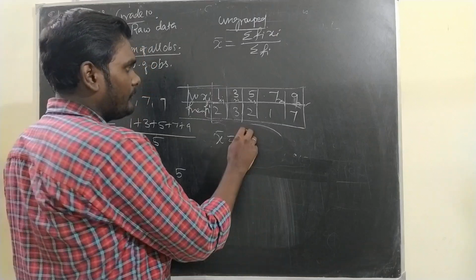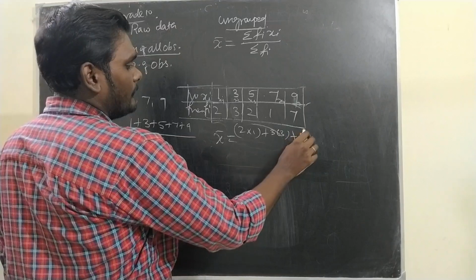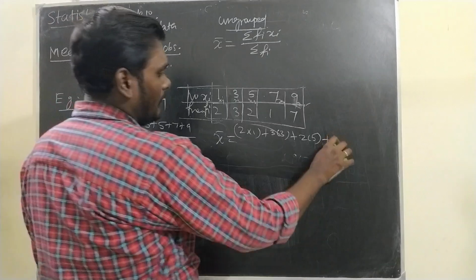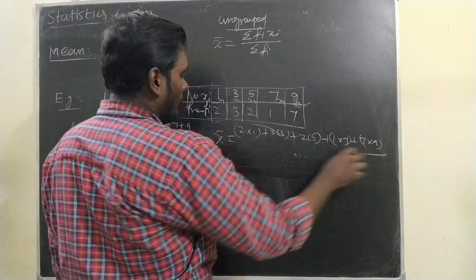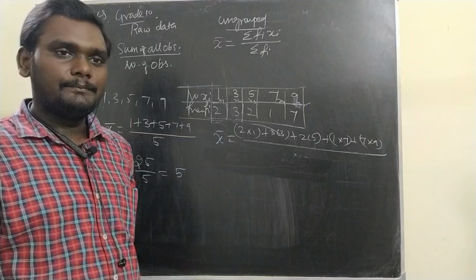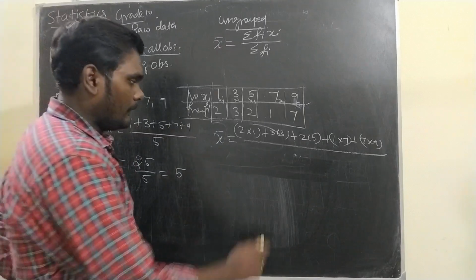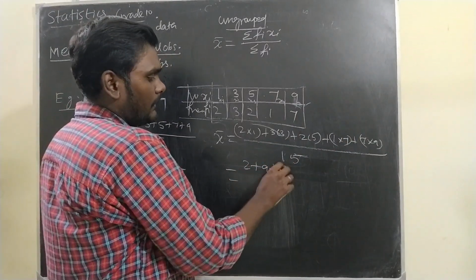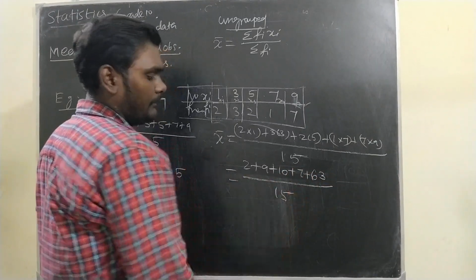What is fi xi? 2 times 1 plus 3 times 3 plus 2 times 5 plus 1 times 7 plus 7 times 9, whole divided by, when you add everything, what will come? 5, 7, 15. 15 only, right? See, 15. That is it. Just add everything: 2 plus 9 plus 10 plus 7 plus 63 divided by 15.